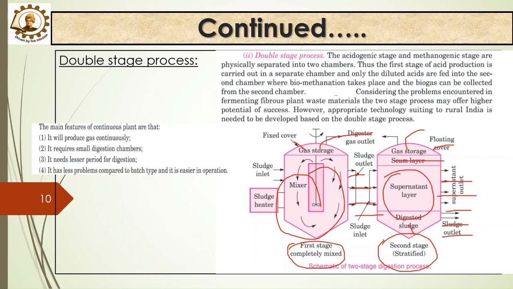The main features that we usually find in continuous type plants are that they produce gas continuously. They require smaller digestion chambers. They require lesser time for digestion, and they have lesser problems as compared to the batch type plants. It's much easier in operation.